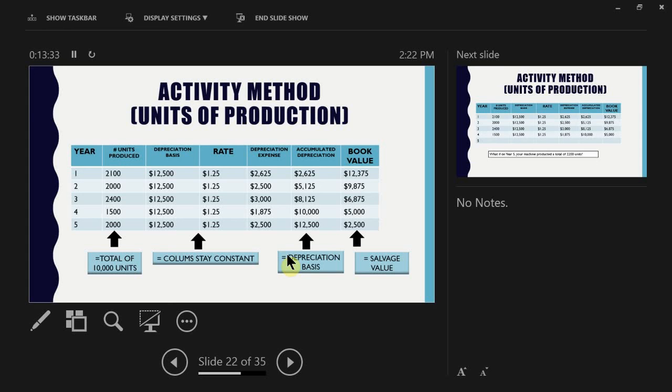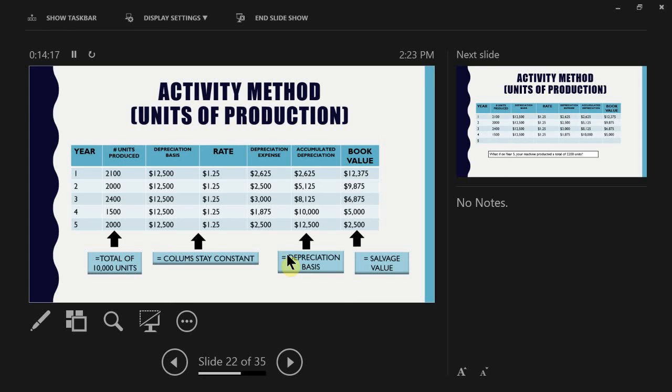All right, and what you're going to notice is that when you calculate everything, your accumulated depreciation at the end of the 5th year should equal your depreciation basis. That's one point of reference that you did it right. And here's your second point of reference: at the end of the 5th year, your book value should equal 2,500, which is your salvage value.